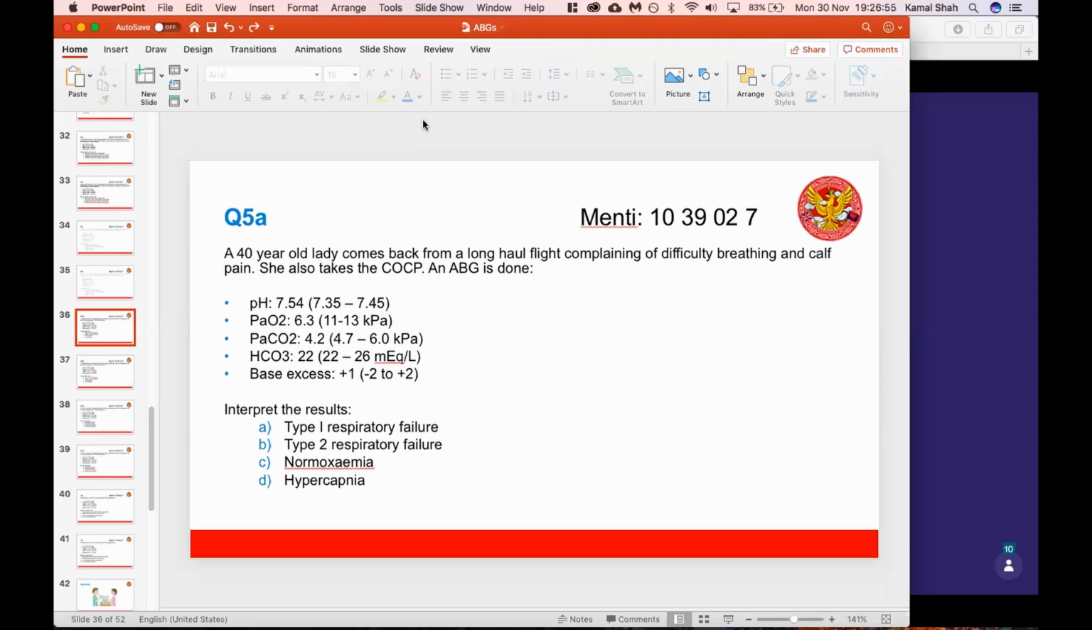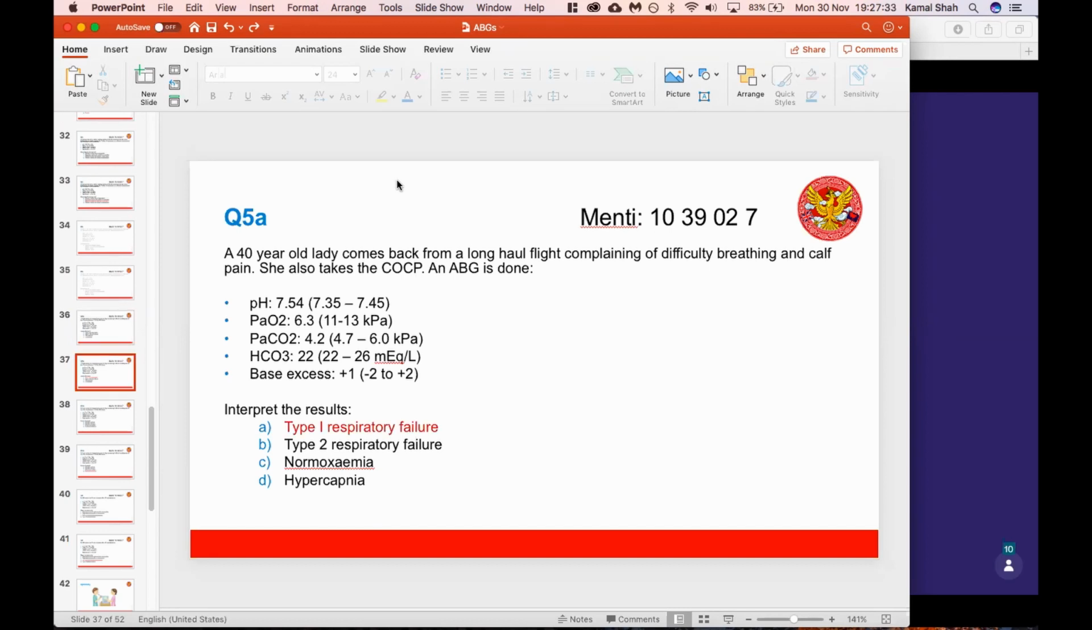Okay, so the difference between type 1 and type 2 respiratory failure is that in type 1 we've got one abnormality, which is just the oxygen, and in type 2 we've got two abnormalities, the oxygen and the carbon dioxide. Now, this might be a bit of a tricky question because the carbon dioxide is low, but in type 2 respiratory failure, the carbon dioxide is high and the O2 is low. The carbon dioxide is high because you're not able to ventilate. You're not able to get that carbon dioxide out.